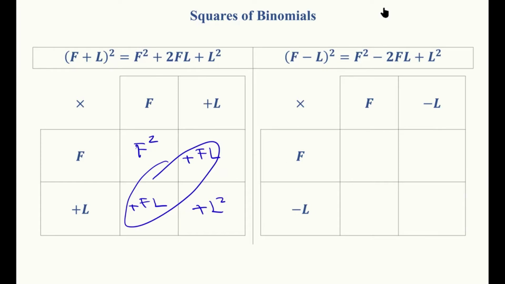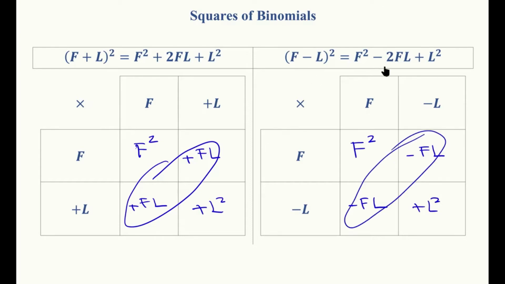Similarly, here we have the same situation, except here we get f squared, and then for the next box we get minus fL, because it's positive f times negative L, right? And similarly here, we're going to get negative fL, and in the last box we get negative L times negative L, which is going to be positive L squared. So when we combine those two, that's where the negative 2fL comes from. So this is our formula for the square of a sum. This is our formula for the square of a difference.